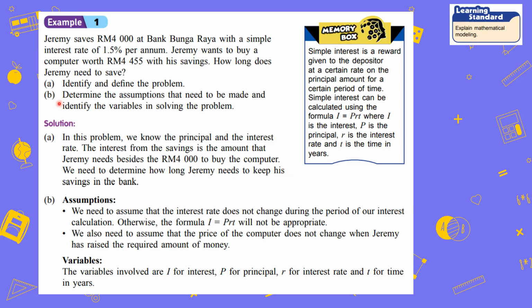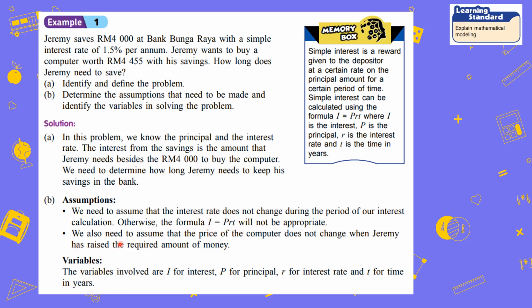Question B. Determine the assumptions that need to be made and identify the variables in solving the problem. So this is the second component, to make assumptions and identify the variables. The assumption that we make is that the interest rate does not change during the period of our interest calculation. Otherwise, the formula I equals PRT will not be appropriate. Remember, this formula we have learned in Form 3.